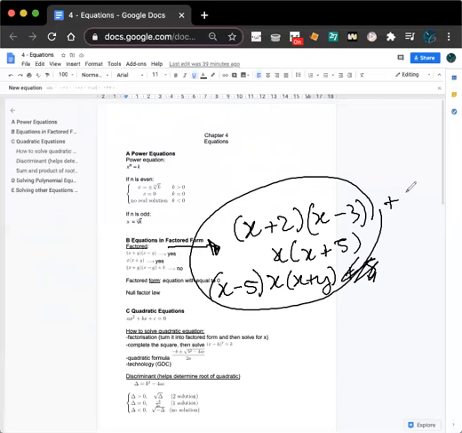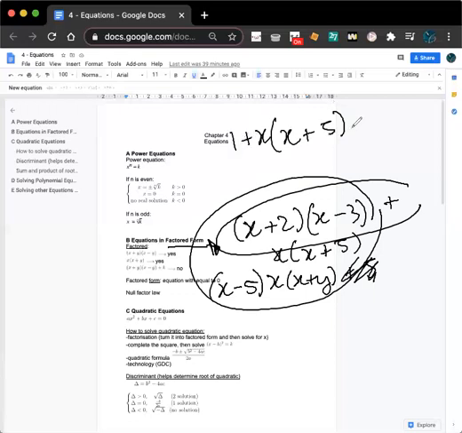But if you have addition or subtraction added in the factored form, for example like this, then this is no longer a factored form.